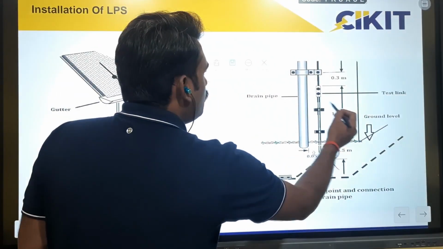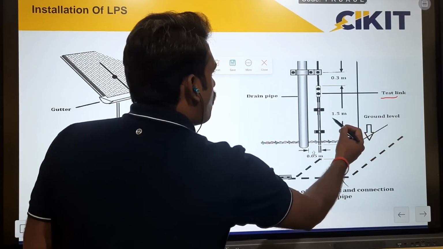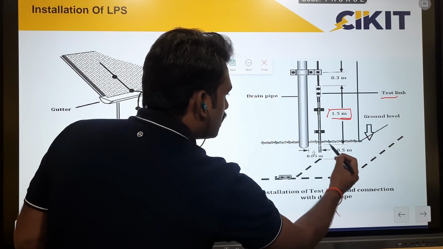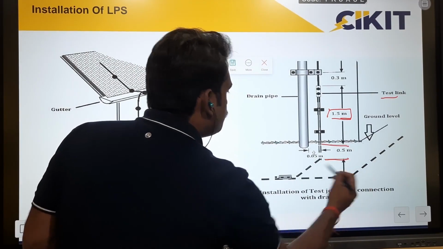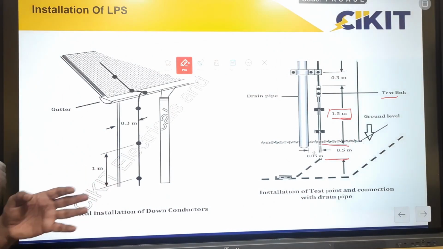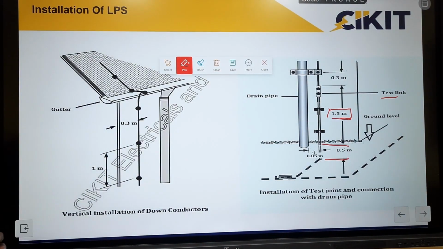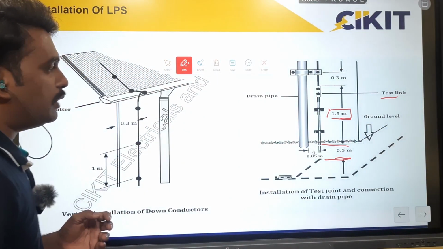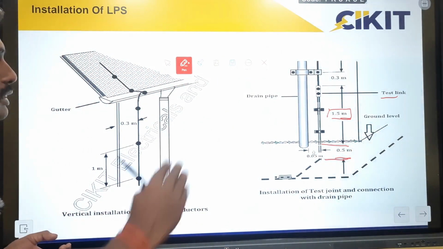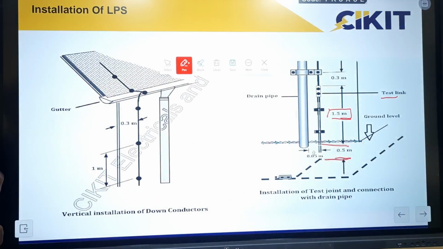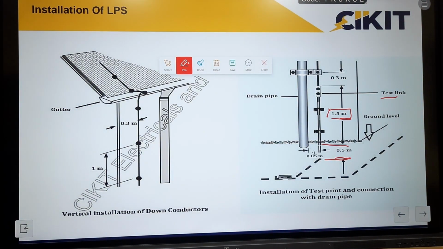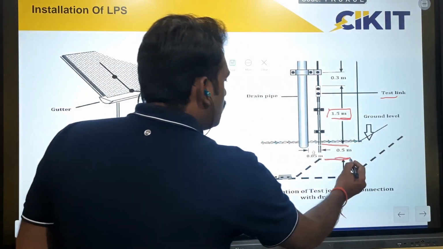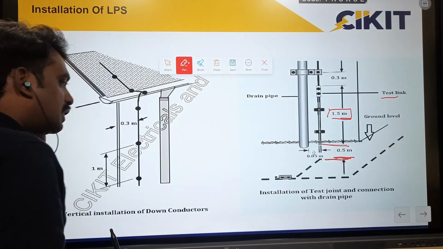If there are any metallic structures, then we have to go for equipotential bonding. Usually the test links will be provided at a height of 1.5 meters from the ground level, and the conductor should be laid below the ground level at a depth of 0.5 meters, which is 500 mm. If we are using a down conductor or any earthing conductor, we should maintain a minimum of 500 mm below the ground level. It is not recommended to lay the conductor on the surface itself, because during the risk assessment we explained the step and touch potential effects. So it is always recommended to lay the conductor 500 mm below the surface level.